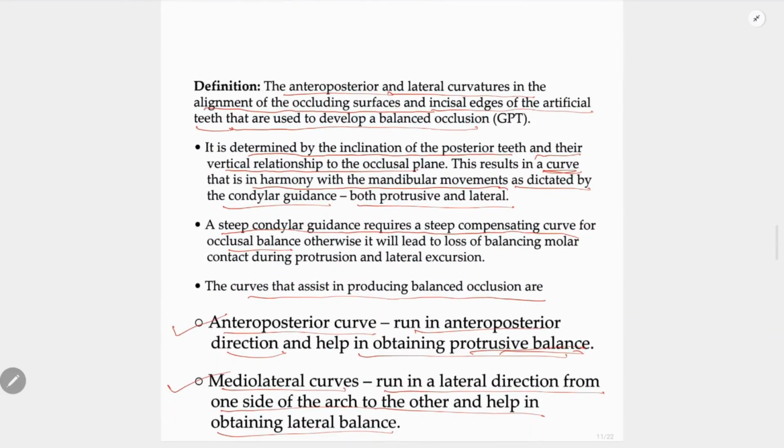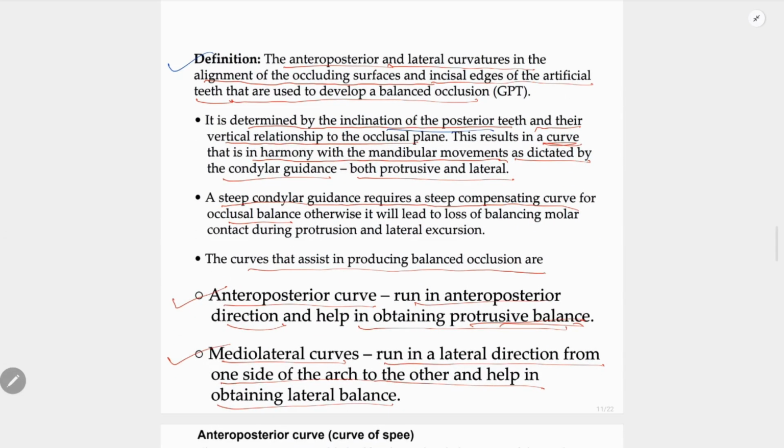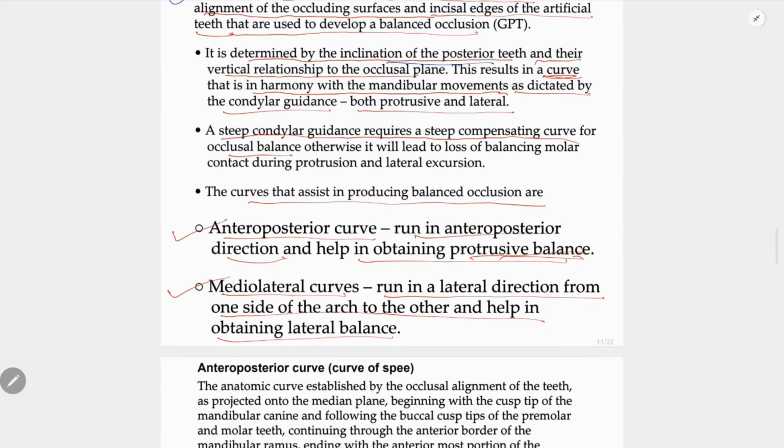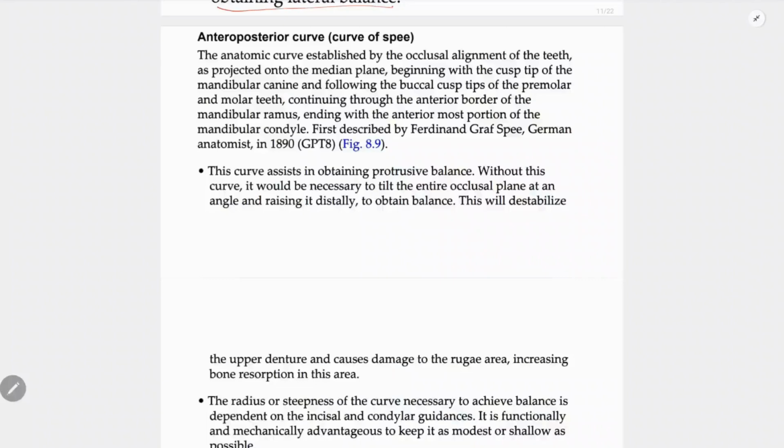So far in compensating curves, first you will need to write the definition. How is it determined? By the inclination of the posterior teeth and their vertical relationship to the occlusal plane. That is how the compensating curves are determined. Then a steep condylar guidance requires a steep compensating curve for occlusal balance. Then there are two main types of curves that help in producing balanced occlusion: anterior-posterior curve and mediolateral curve. Anterior-posterior runs in anterior-posterior direction, helps in obtaining protrusive balance. Mediolateral curve runs in lateral direction from one side of the arch to another and helps in obtaining lateral balance.